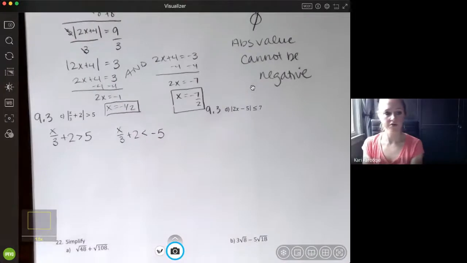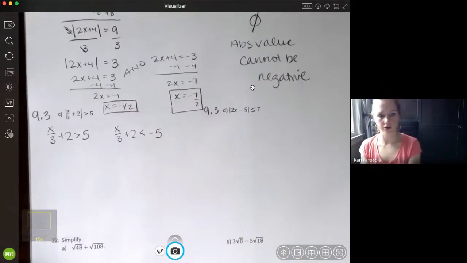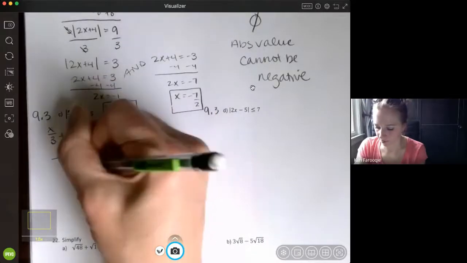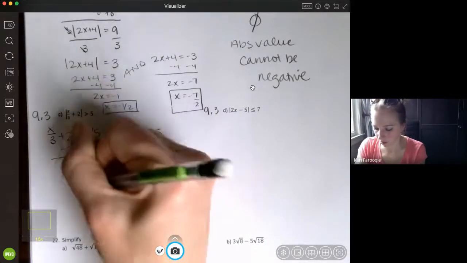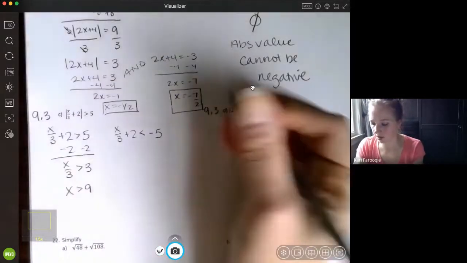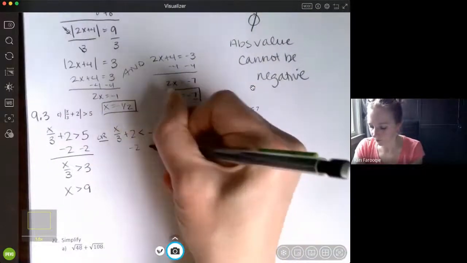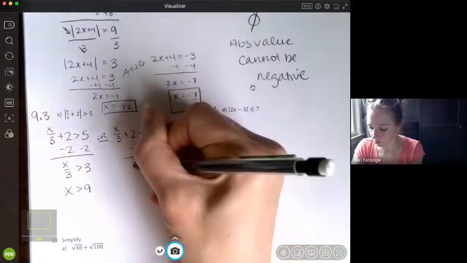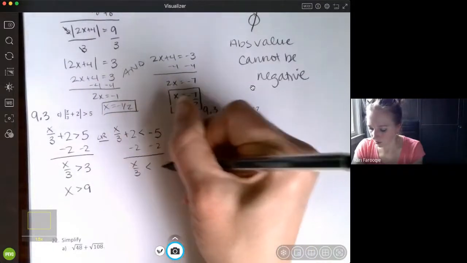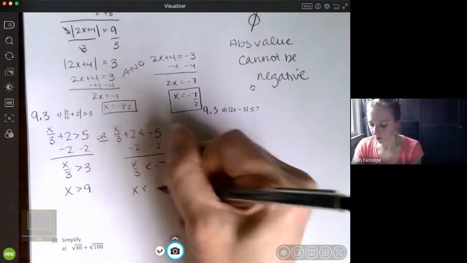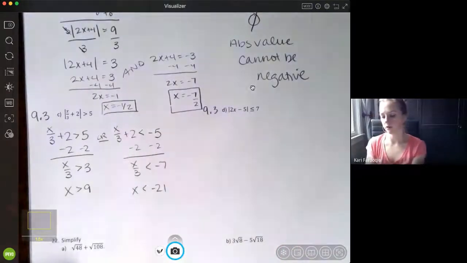Okay, so we're going to solve each one of these inequalities on its own. So you'll have x over 3 is greater than 3, which means x is greater than 9. And remember, we write these as OR problems. Again, subtract 2, so you'll have x over 3 is less than -7. Multiply both sides by 3, and you get x is less than -21.